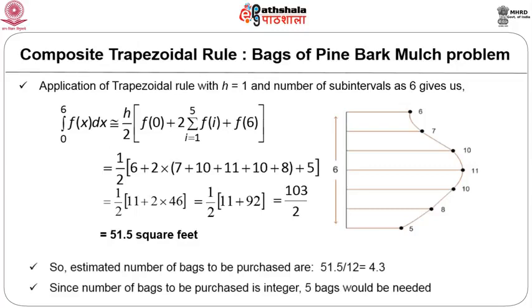As the number of bags are integers, we have to buy integer bags. So this is the area, 51.5, and the number of bags is this integral value by 12. So we get 51.5 by 12, that is 4.3. Since we have to meet the requirement, the number of bags has to be larger than 4.3 and we can only buy an integral number of bags. So the number of bags required would be 5.